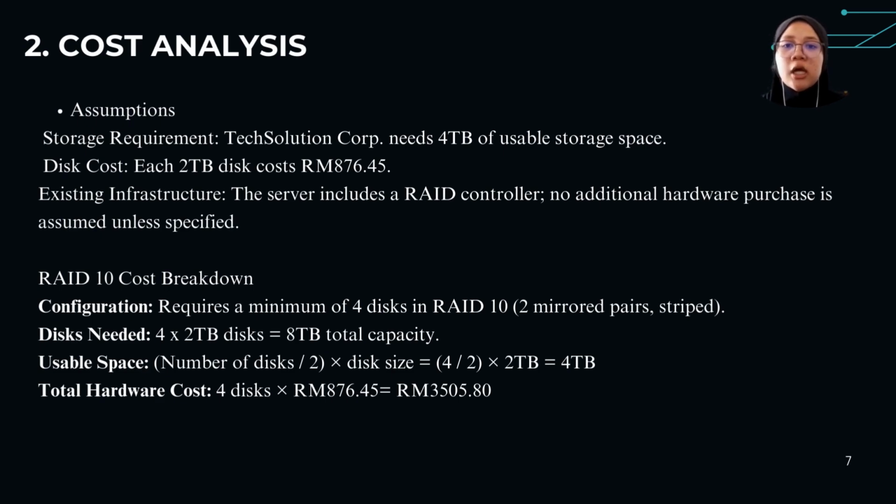So, for the RAID 10 cost breakdown, firstly, the initial configuration requires a minimum of 4 disks in RAID 10, two mirrored pairs striped together. RAID 10 with multiple 2 TB disks is equal to 8 TB total capacity.